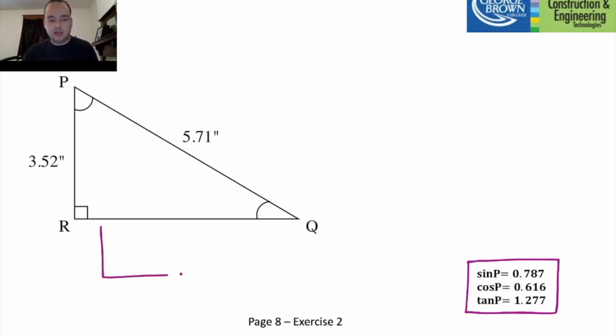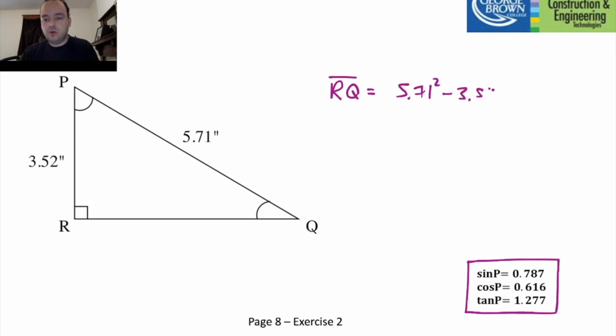See, we need the side length here. So the way that we can find that side length, let's call that RQ. We'll just write here RQ. RQ is given by the Pythagorean theorem. So we have here 5.71 squared minus 3.52 squared.